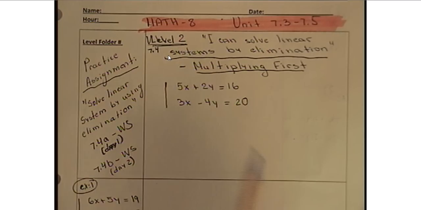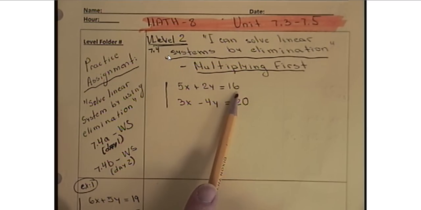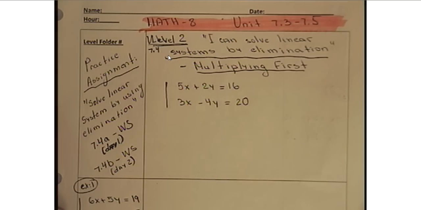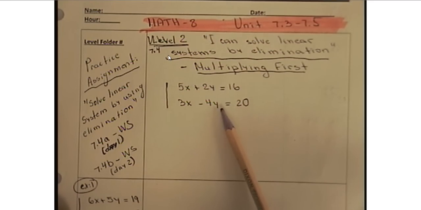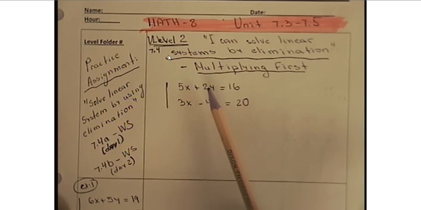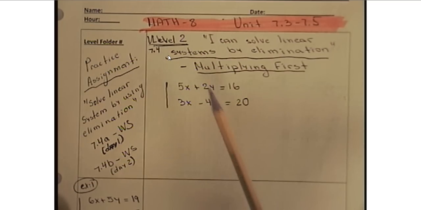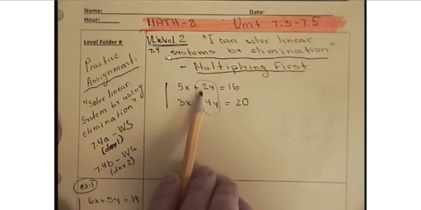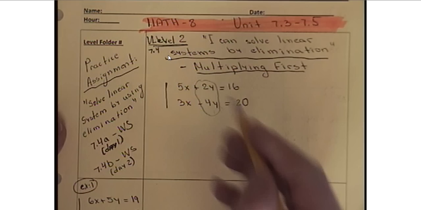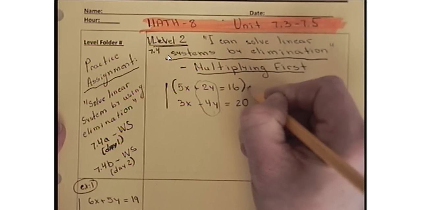If I have the system 5x plus 2y equals 16 and another one 3x minus 4y equals 20. Look at the terms. This one has 5, this one has 3. But right here we have 2y and 4y. So you all know that 2 times 2 will give us 4. So it will be easy to multiply the top one by 2 in order to make the numbers match with the y term. So once you figure out which term you want to work with, and you know you need to multiply by 2, the next step will be to multiply this whole thing by 2.